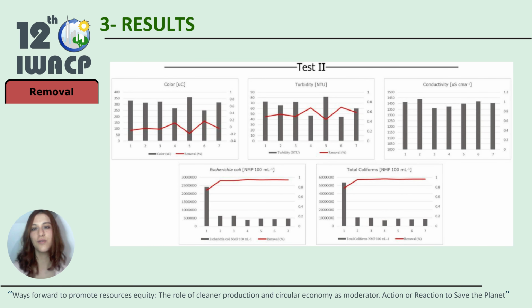In the case of the removal results for all the parameters, the best results were for experiments 4 and 6 of test 2. For color, the highest removal was 17%, for turbidity 69%, and for total coliforms and E. coli 96% and 97%. The conductivity results had no significant difference, so their removal was not analyzed.